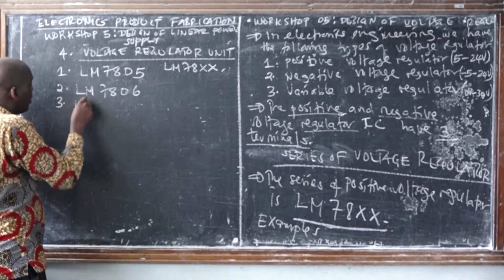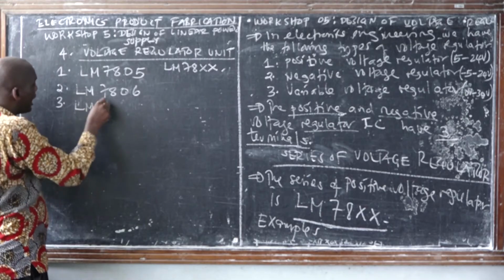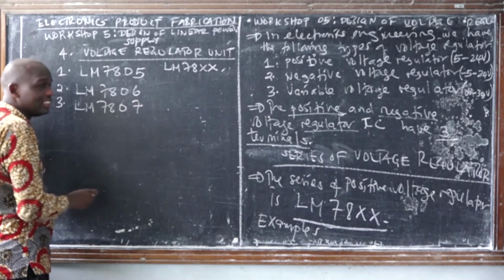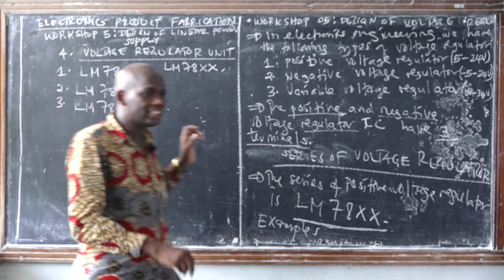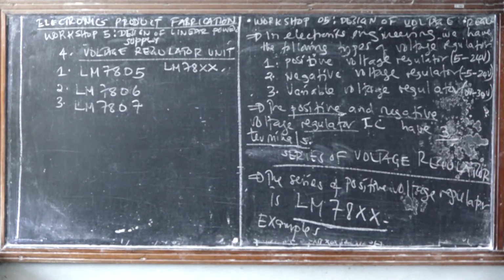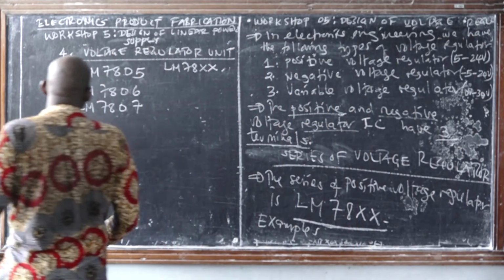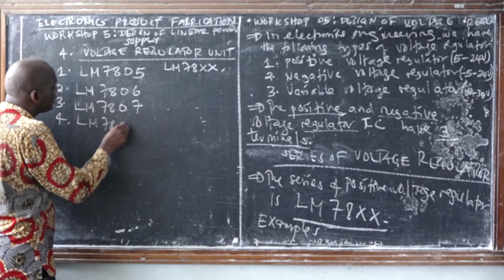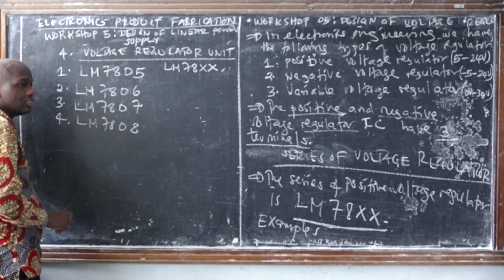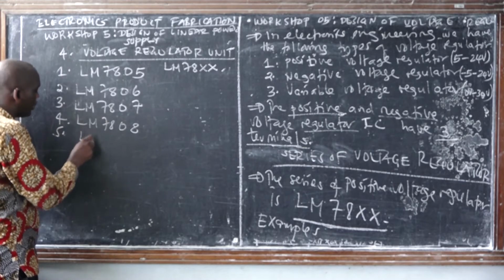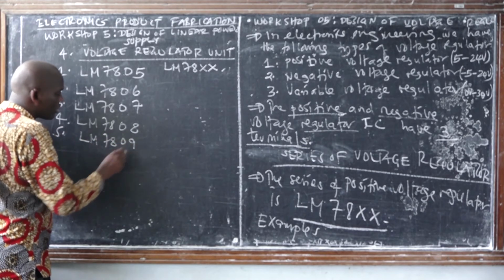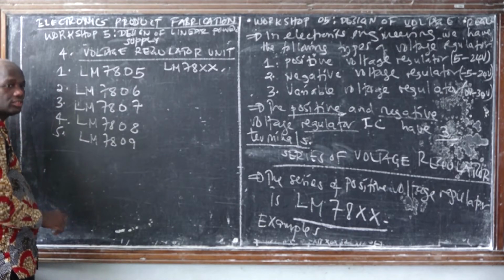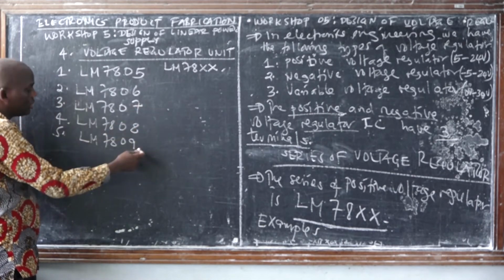Then the third example, we also have LM7807. I said stop writing, stop drawing, and stop slumbering. Look at the blackboard. So then we have a fourth example, LM7808. Then we also have the fifth example, LM7809. So these provide 8 volts, 7 volts, 9 volts.